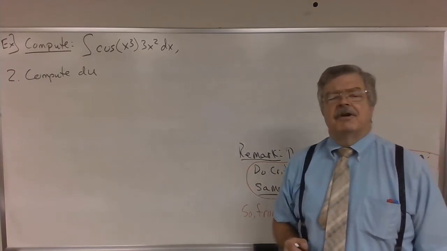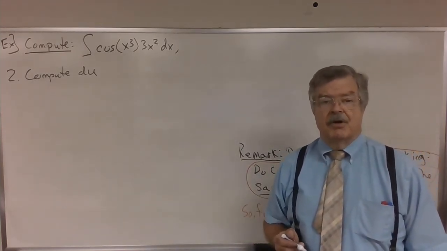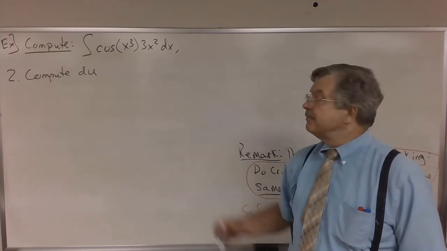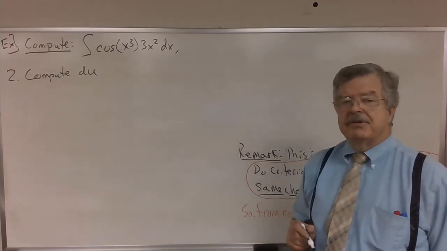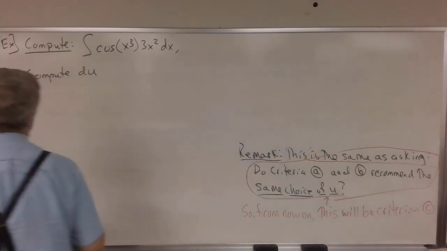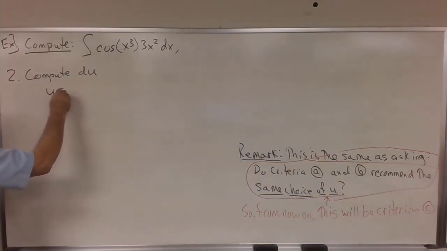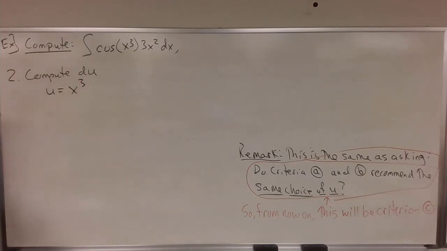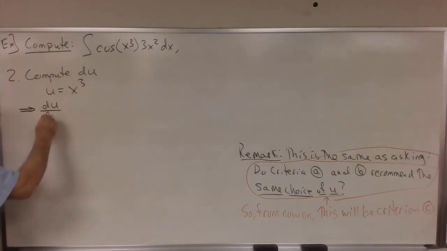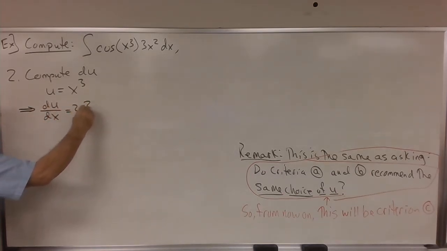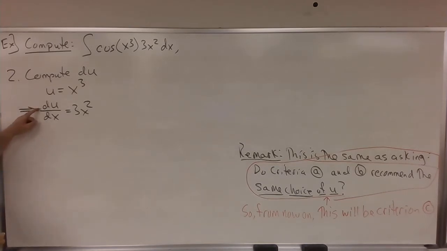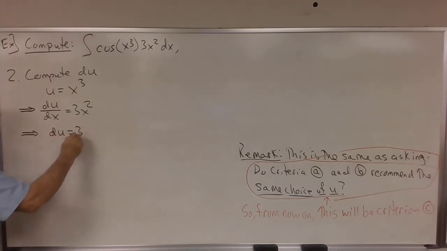Step 1 was to determine whether or not U-substitution is appropriate. And it is. So in step 2, we compute du. And we remember that u is equal to x cubed. So to compute du, the first thing we have to do is compute the derivative of both sides with respect to x. And then since we're looking for du, we multiply both sides by dx.